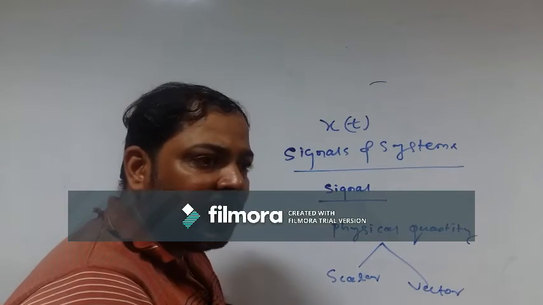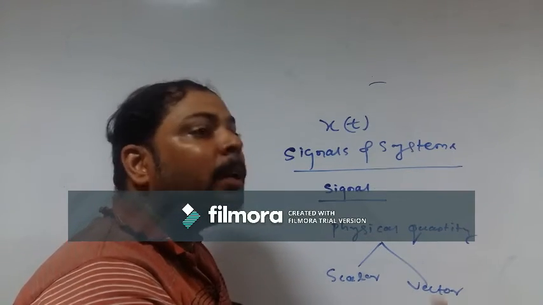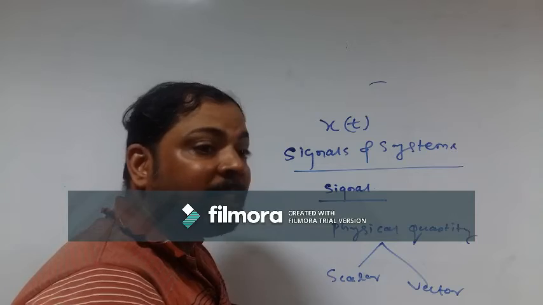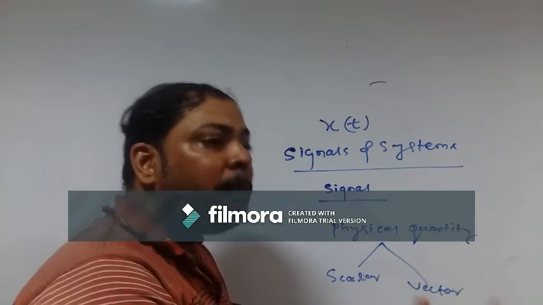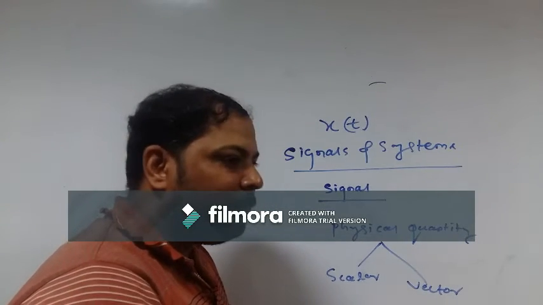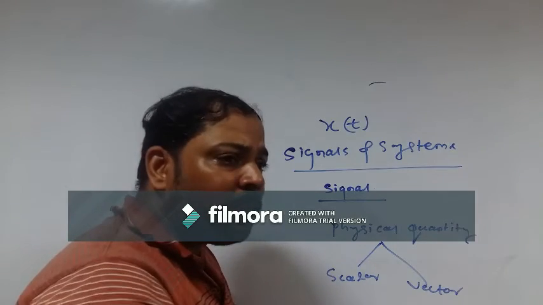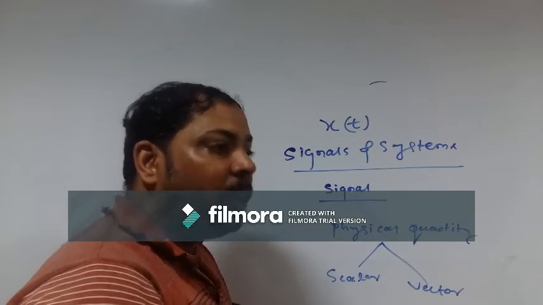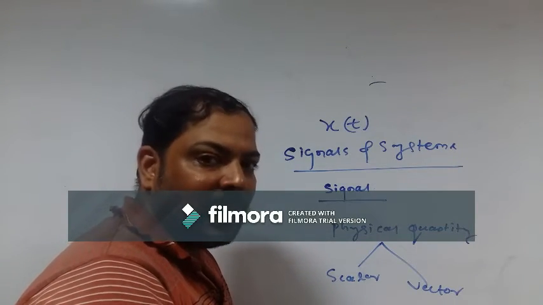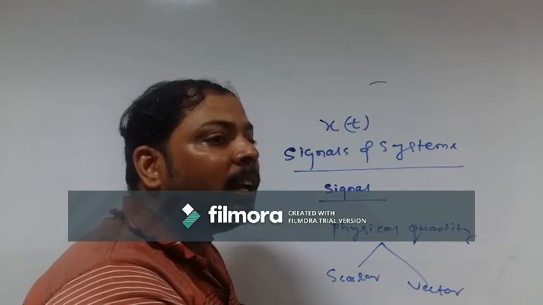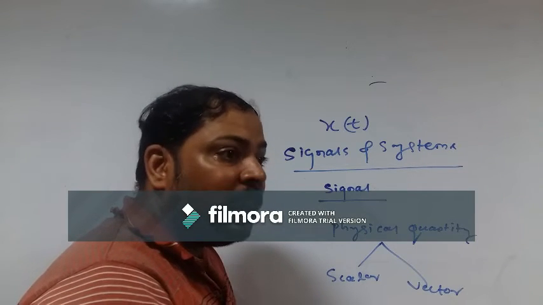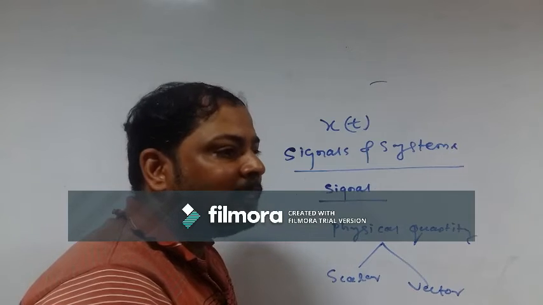Then mathematically how to define a signal? Any physical quantity which is a function of independent variable or variables, that is basically known as a signal. The independent variable is taken as another physical quantity. If a physical quantity depends on only one physical quantity, then the signal is known as a one-dimensional signal. If it depends on two other physical quantities, then the signal is a two-dimensional signal. If it depends on three independent variables, then the signal is a three-dimensional signal. In this way you can have multi-dimensional signals.